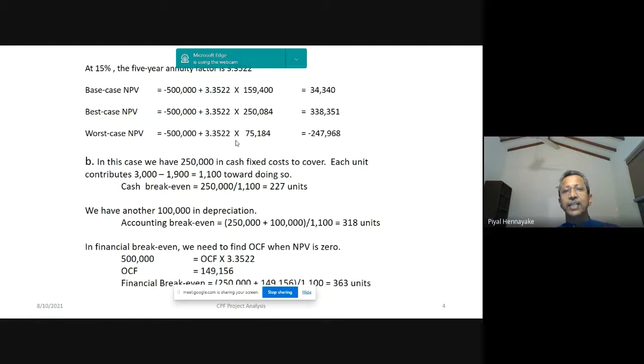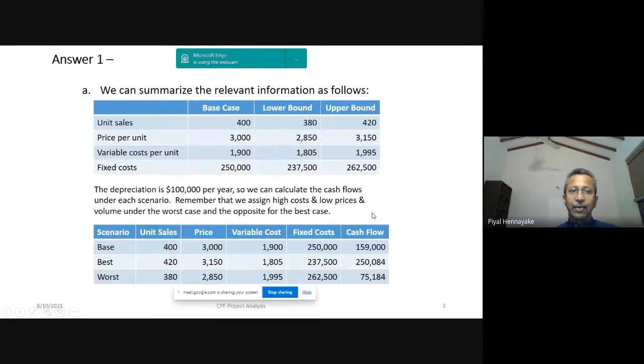The base case NPV is initial investment minus 500,000 plus cash flow times the annuity factor for 15%, 5 years. For the exam, I am giving the annuity factor for you. You don't have to calculate. So you can use the annuity factor I have given for the calculation. And you get base case 34,340, best case 338,000, and worst case minus 247,968.